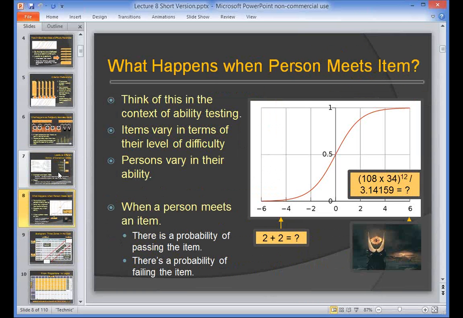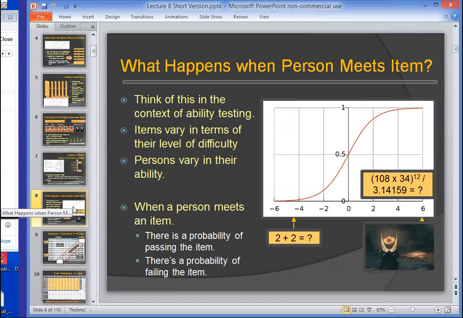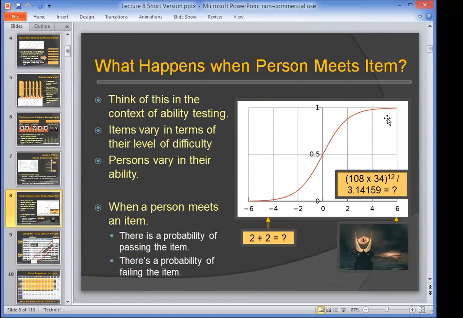So given that, how do we calculate the difficulty levels of the items? Now you remember that Rasch asked what happens when a person meets an item. And the idea here is that when a person meets an item, there's a tug of war going on. And we don't know who's going to win. You can think of it as a tug of war, you can think of it as a wrestling match, you can think of it as a chess match, but the relationship between person and item is not deterministic, it's probabilistic.